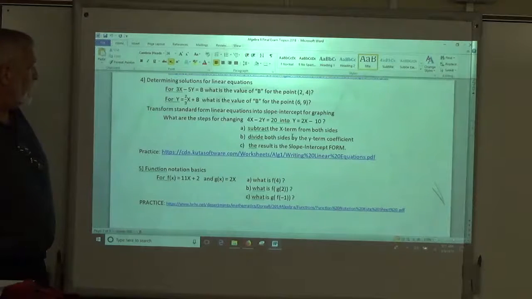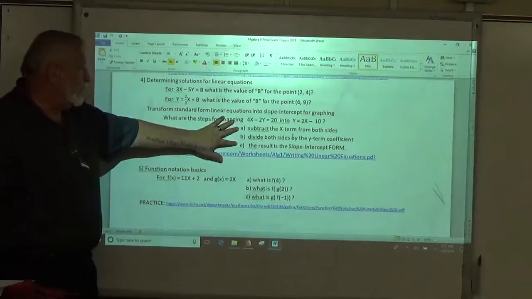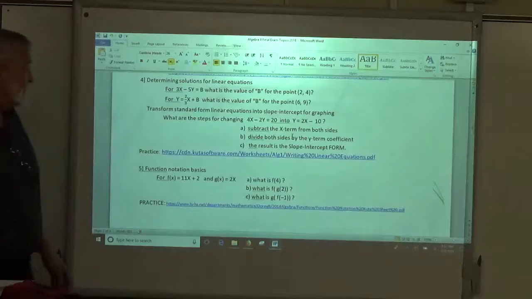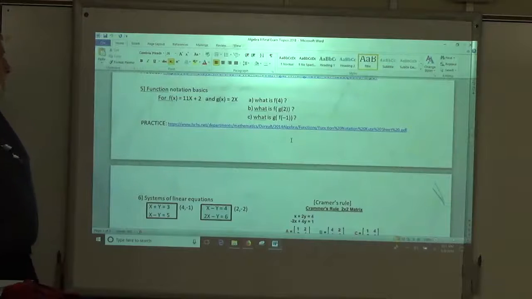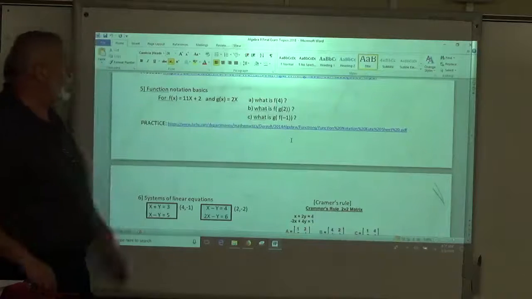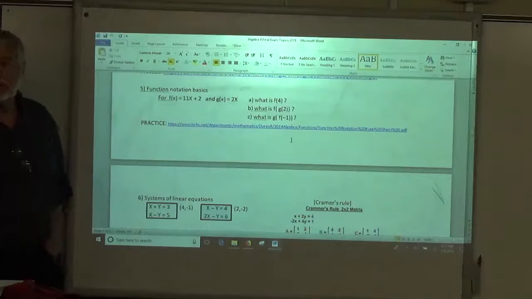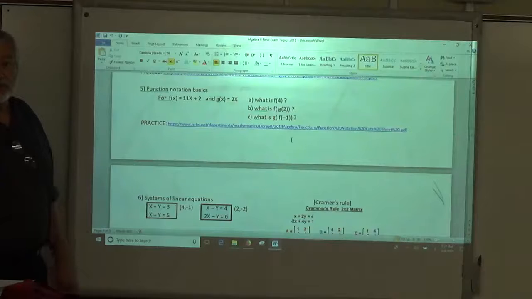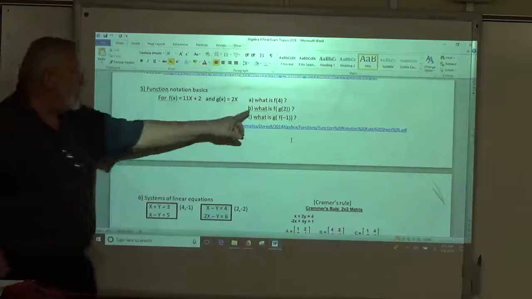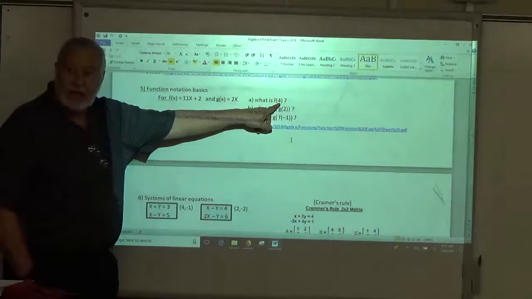Okay? So, and for people that are wondering, there's the steps. Alright, now, function notation. What is f of 4? 11 times 4 plus 2. 44 plus 2, 46. Alright, what did you do? You replace the x with a 4.